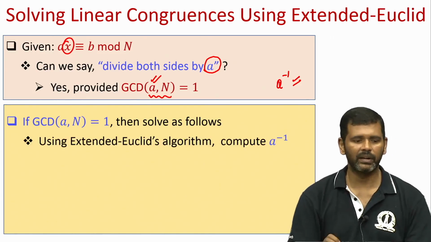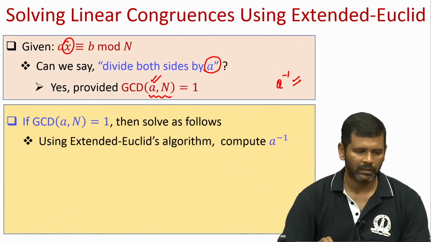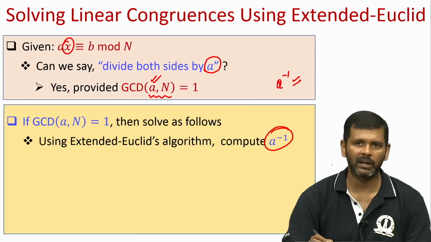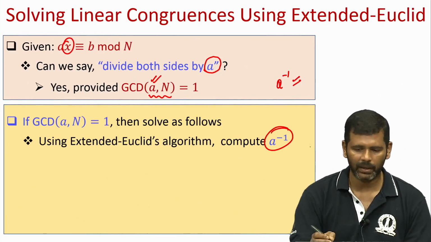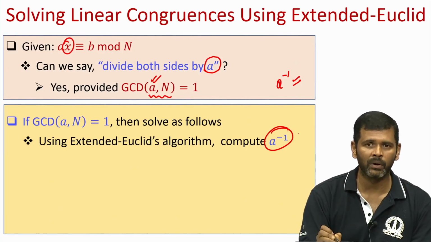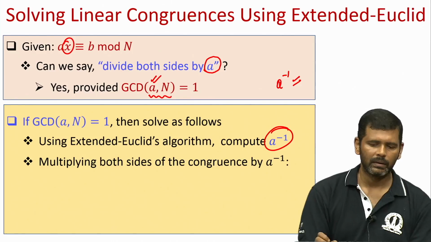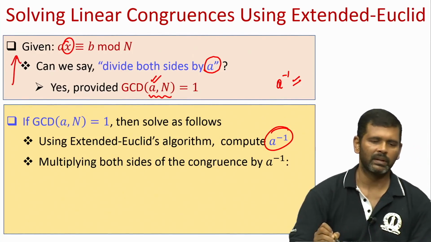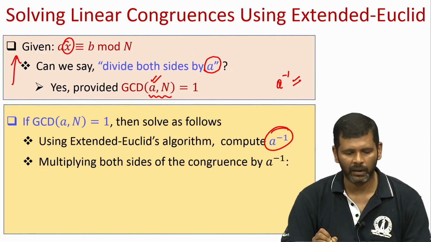So, if the GCD of a and n is 1, then by running the extended Euclid's algorithm, compute the multiplicative inverse of a, namely b. I should stress that a inverse is not 1 over a in the modular world; it is an integer. And now I multiply both sides of this linear congruence by this a inverse.